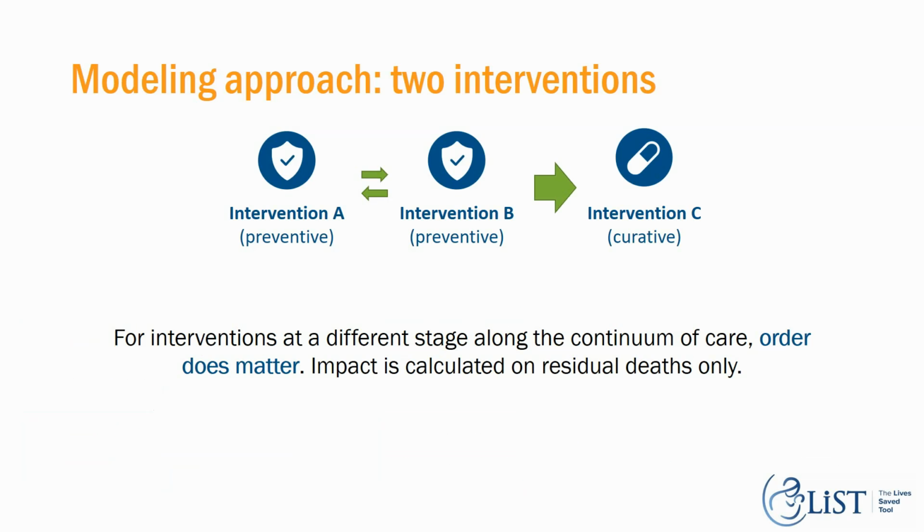If we now introduce a curative intervention, this time the order of interventions will actually matter. So in this case, we would look at the impact of A and B in whichever order, and then calculate the impact of intervention C only on the residual deaths that are left over after we've applied the preventive intervention. So along the continuum of care, impact is calculated along the way.